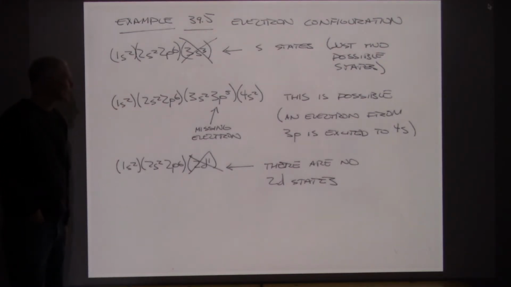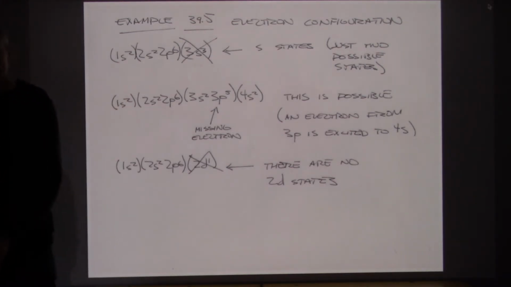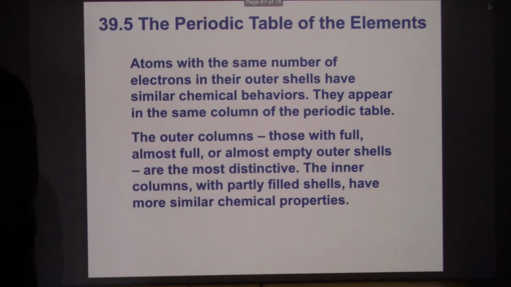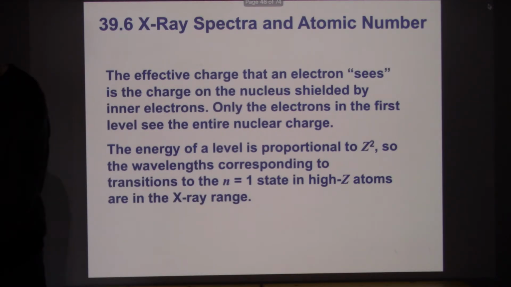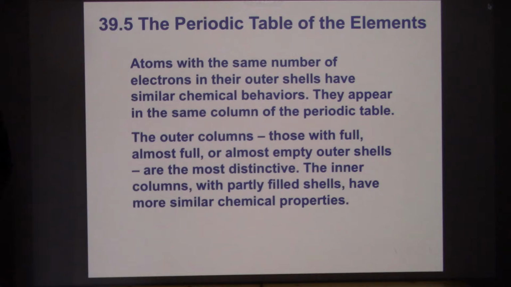And then the 2d doesn't, there's no such thing as a 2d state. Okay, kind of fun to take a look at those electron configurations. So this is just outlining the properties of elements in the periodic table.